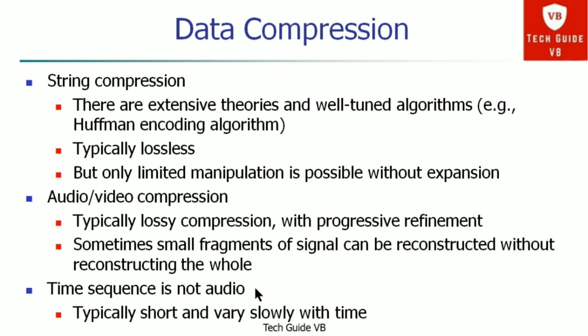Typically it is lossy compression with progressive refinement. Sometimes small fragments of the signal can be reconstructed without reconstructing the whole. Audio and video compression is quite complex if we compare it with string compression. So string compression is lossless and audio video compression is lossy, so we can lose some data if we compress the audio video. This is the difference between string compression and audio video compression.